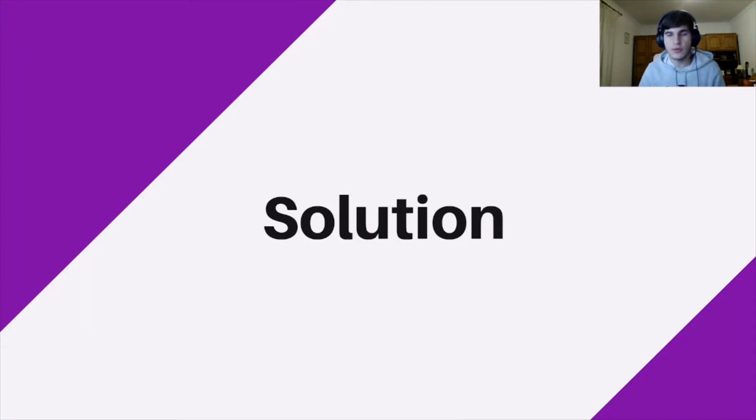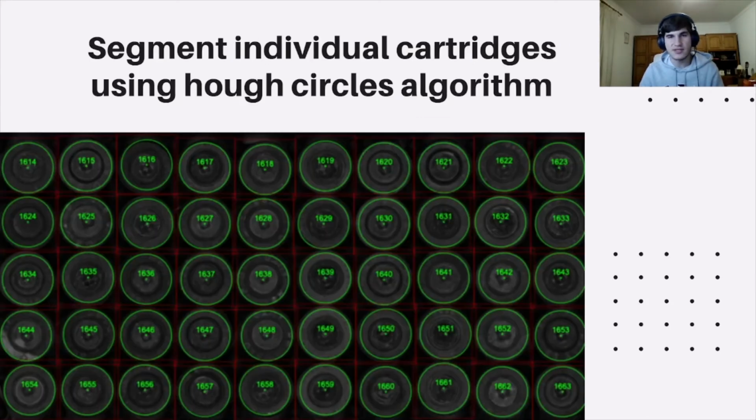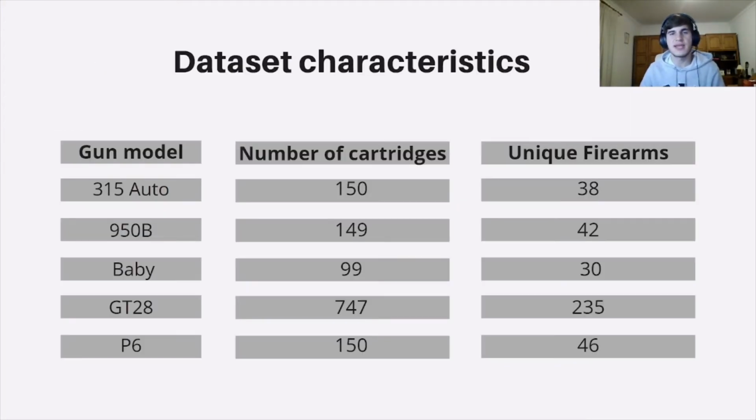So the solution we came up with requires the use of scans that were acquired by the Portuguese criminal police and then presented to us. What we did with these cartridge scans was segment them into individual cartridges, and then we were able to build a data set with these individual cartridges. This data set has 5 different classes, and each class represents a gun model.